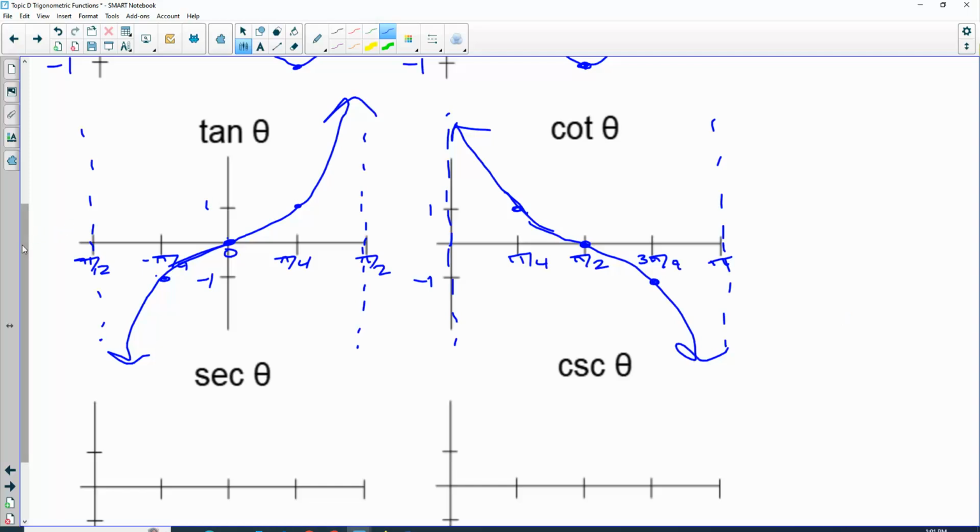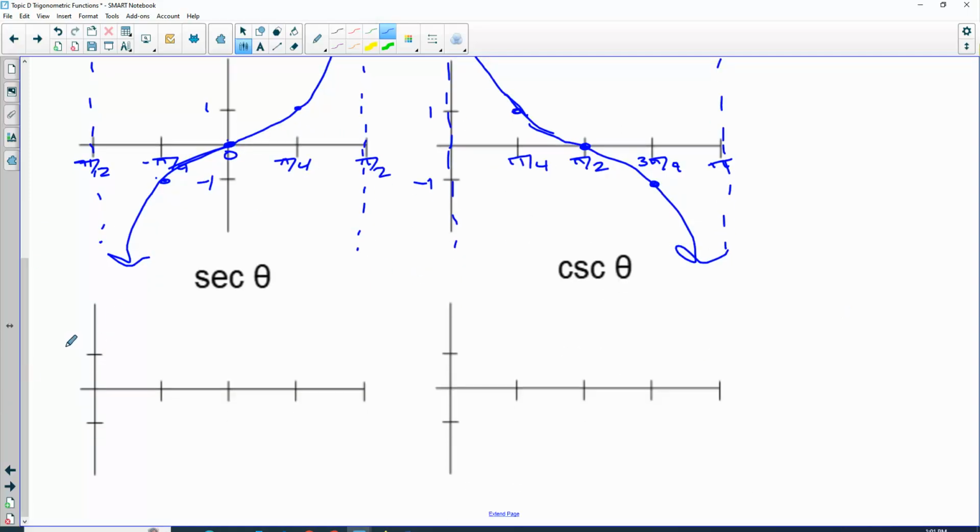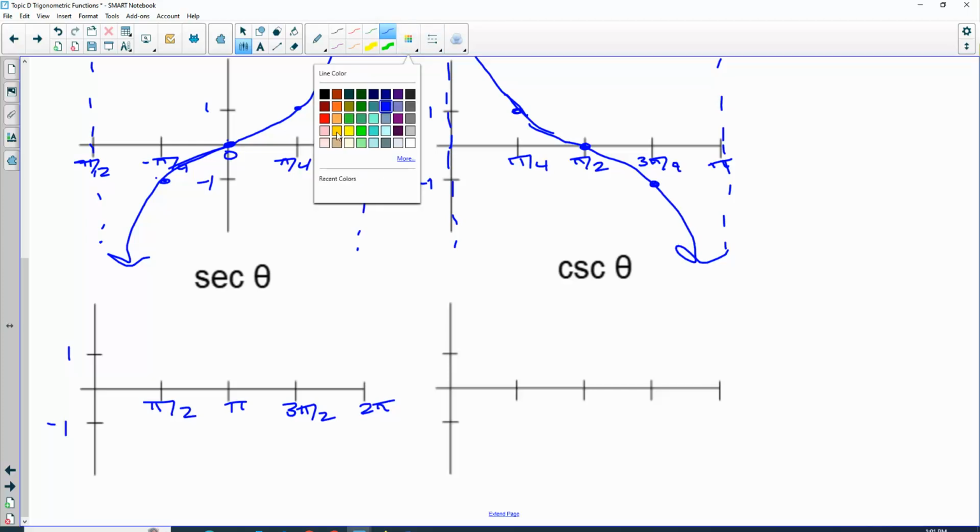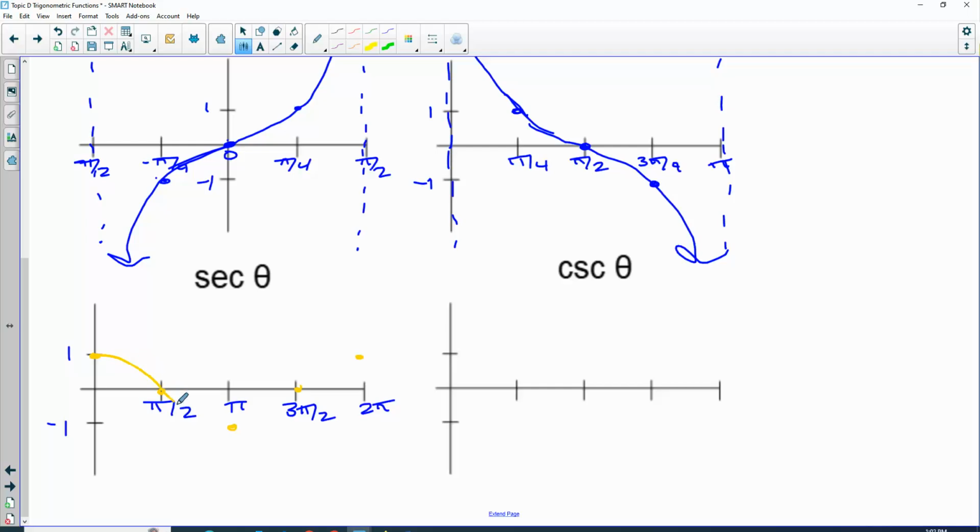Secant is the reciprocal of what? Cosine. So we think about cosine for a minute. Okay, and what we usually did is lightly drew in cosine. So cosine of 0, we already drew the cosine, that was 1. Pi over 2 is at 0, pi negative 1. 3 pi over 2, 0, 2 pi is 1. So this is our cosine graph. Now that's not my final answer, but this is what we use to help us get it.